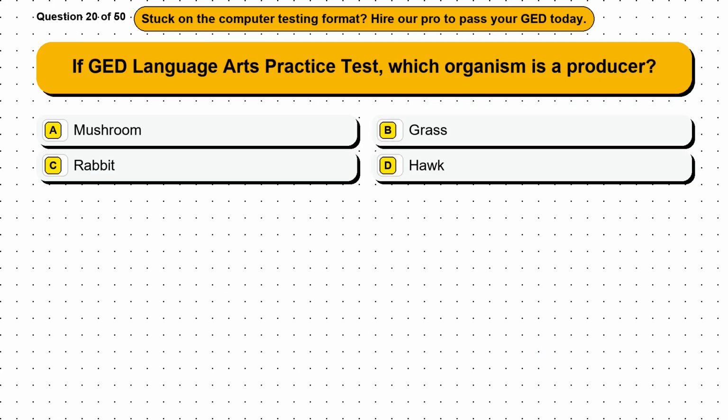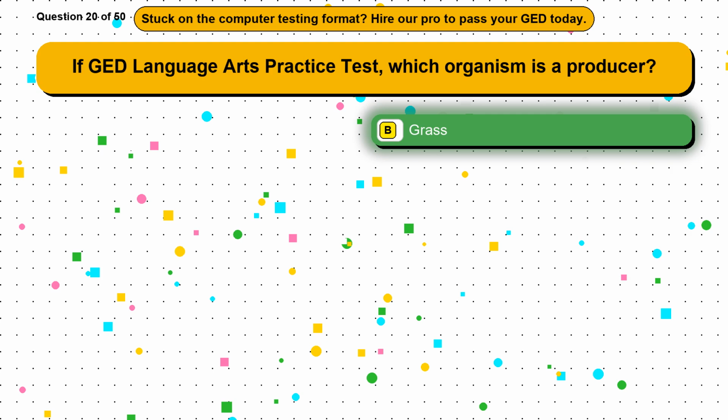Question 20. If GED language arts practice test, which organism is a producer? Option A, mushroom. Option B, grass. Option C, rabbit. Option D, hawk. The correct answer is option B.